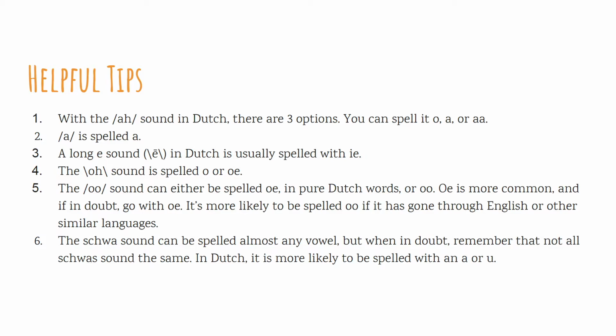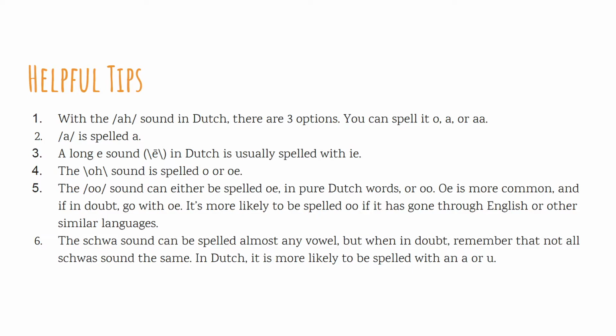Next we have the A sound. The A sound is spelled simply A. So it's pretty straightforward. Next we have the long E sound in Dutch, which is typically spelled IE. This is one of those rules which is similar to German, because in German the E sound is spelled IE as well. Next we have the O sound. The O sound is either spelled O or OE.